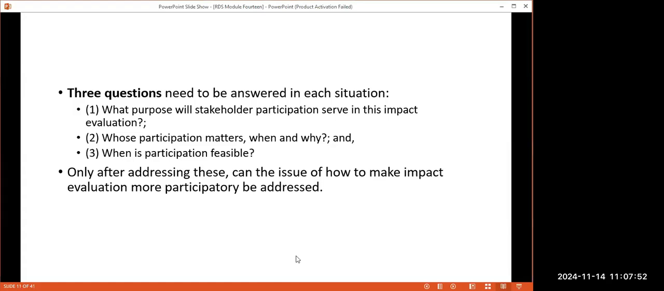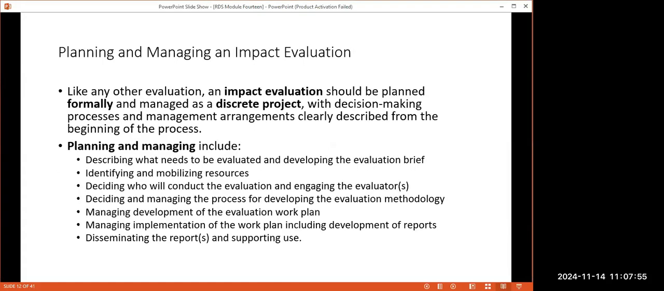And I want to propose that we proceed. Now let's talk about planning and managing an impact evaluation. This is a very important exercise, and Sarafina, you need to listen to this. It needs to be planned formally and managed as a discrete project, a project within a project. It has got to be planned from which day it starts and from which day it ends, so that it is not done as if by the way.